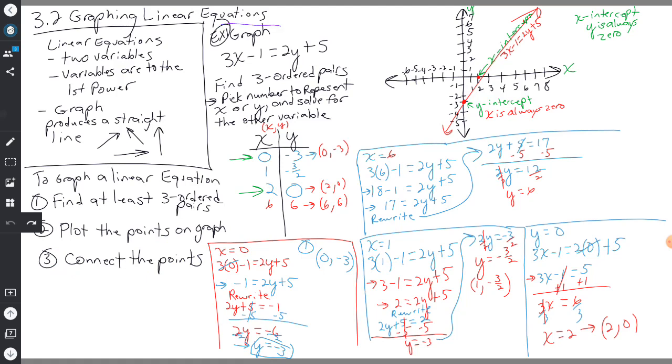So when we take a look at example 1, where we're given an equation of 3x minus 1 is equal to 2y plus 5, we want to find 3 ordered pairs according to the instructions here. And the way we do that is we pick numbers to represent x or y and then solve for the other variable. So what we can do is we can make a table out of x, y. So here, we have this table.